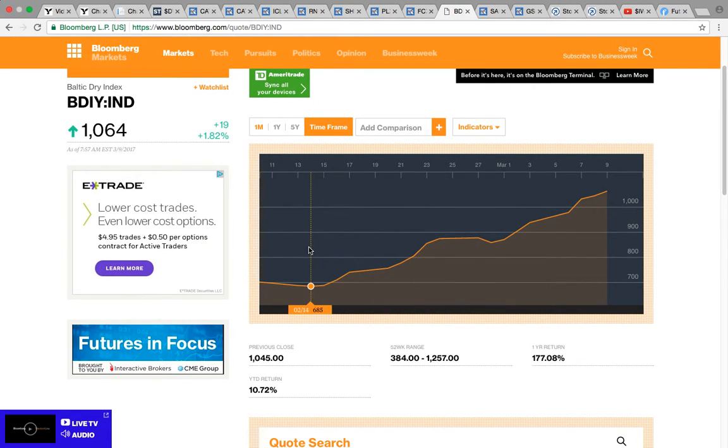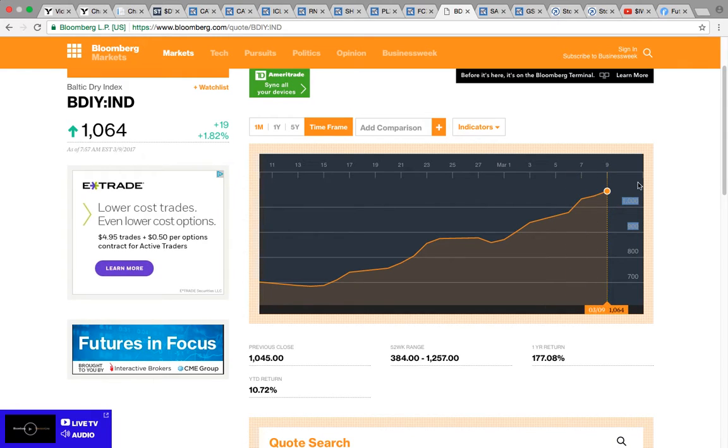Okay, so let's take a look at the Baltic Dry Index. Check out how this thing has been rocking. It came down here and bottomed out around the 14th or so, down here at 685 on Valentine's Day, and then look how it's just been heading higher ever since. It was down here at 685, and now look at it. Up here it closed yesterday at 1064, up another 1.82%. This is a monster move.